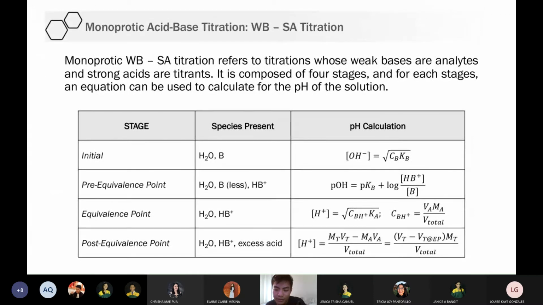Next one, we have the weak base strong acid titration. So, which one comes first? WB, or weak base. So, that means we have a weak base titrated with a strong acid. That means we still have an equilibrium system. This is the counterpart of the WASB. So WBSA is the counterpart of the WASB.